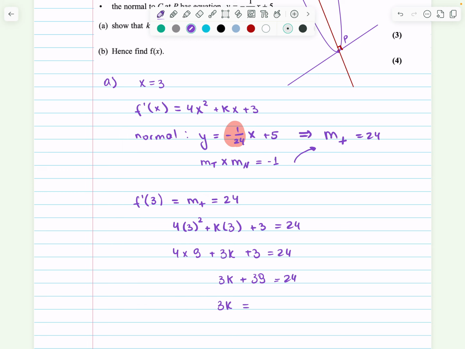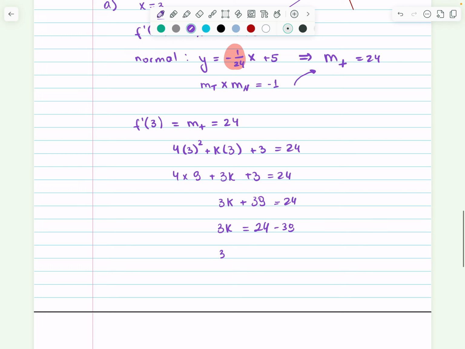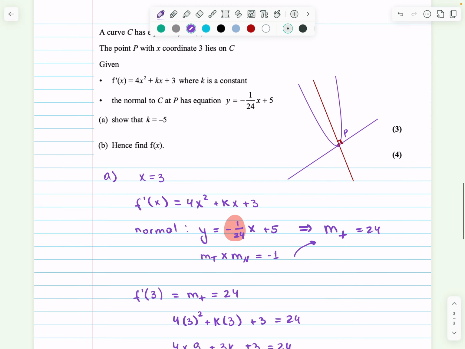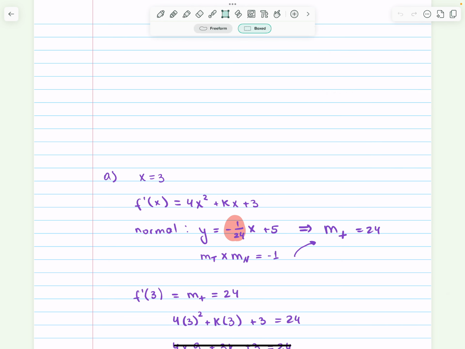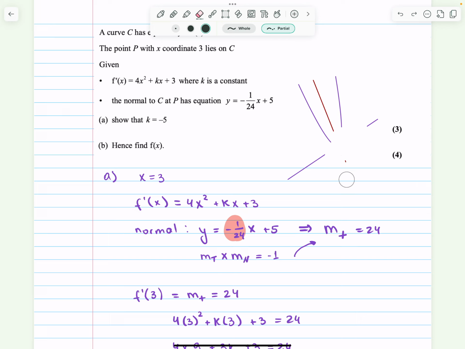So 3k is equal to 24 minus 39, so 3k is equal to -15, and k is going to be -5. So they should show this and we are done. This is the first part of the question, so we don't need this anymore. Let's take this away; I don't need this graph anymore, so as not to confuse things.